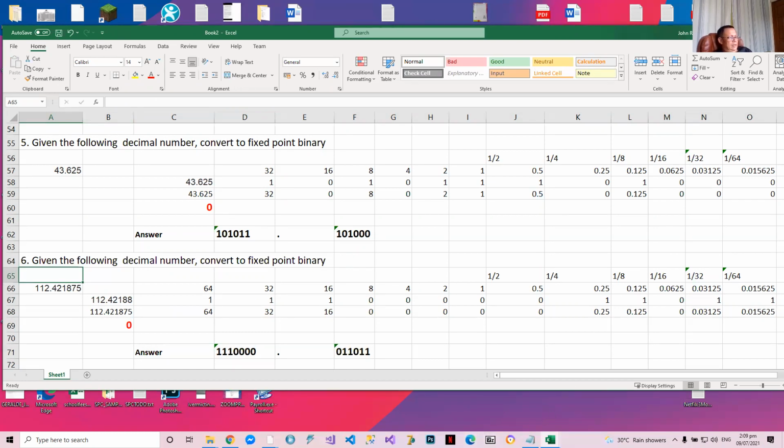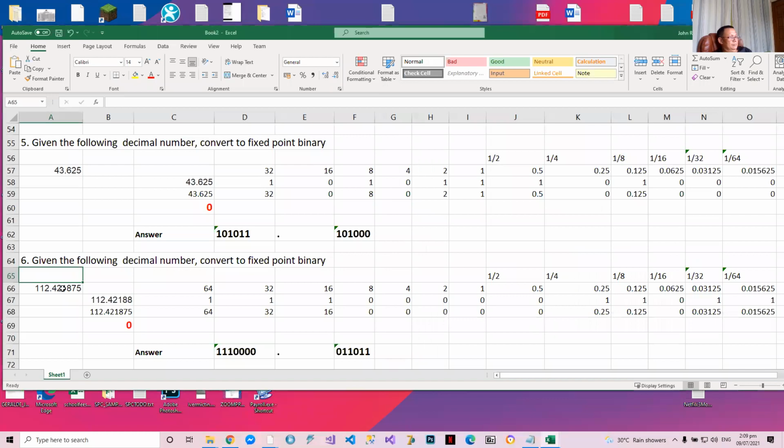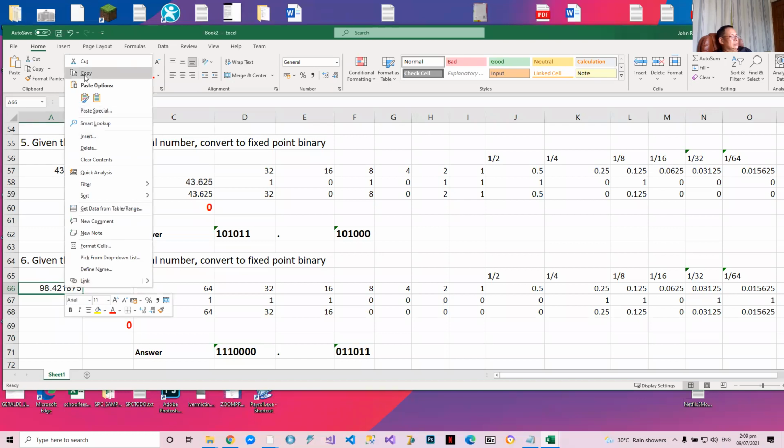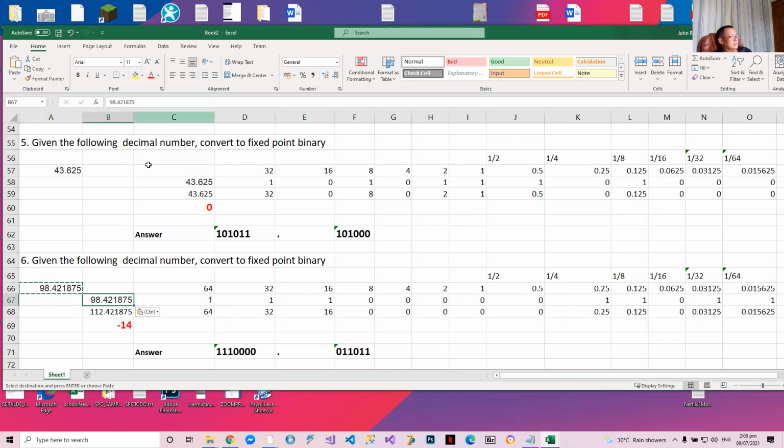Okay. And the value that you're supposed to convert is 98. You have to be exact in copying. No? Because if you're not exact, you can convert it into a string. We'll erase this.